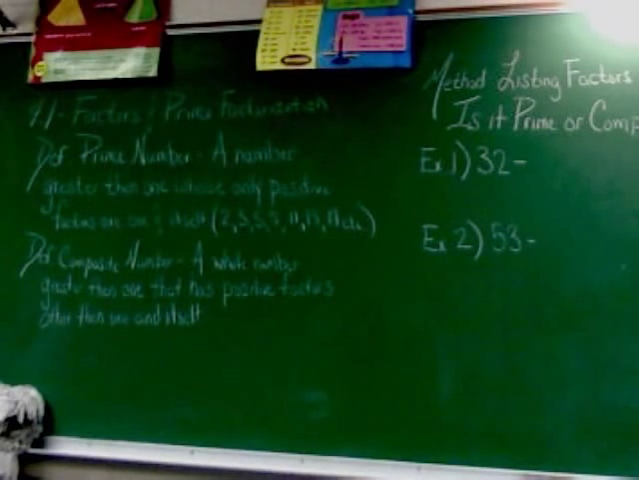Then we've got the definition of composite number. A composite number is a whole number greater than 1 that has positive factors other than 1 and itself. There are many, many more composite numbers than there are prime numbers.